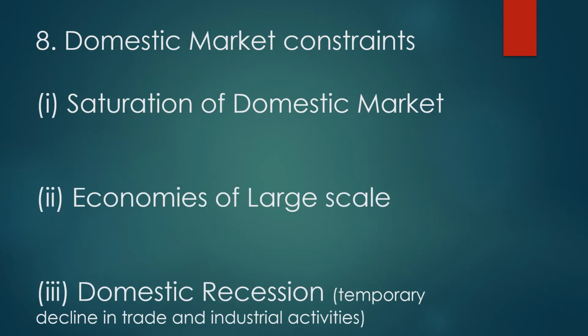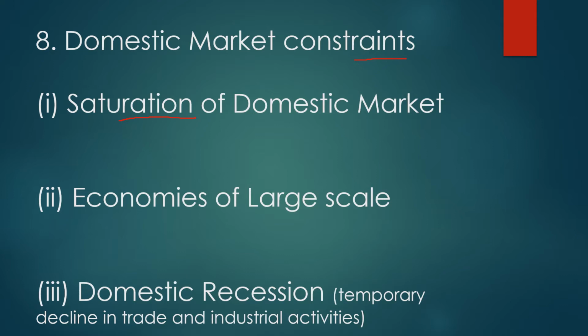Domestic market constraints, meaning domestic market restrictions. So what can be the domestic market restrictions? The first one is saturation of the domestic market. For example, there is a product in the home country, in the domestic market, which has reached its saturation stage, meaning its decline stage or its maturity stage, preferably a decline stage.